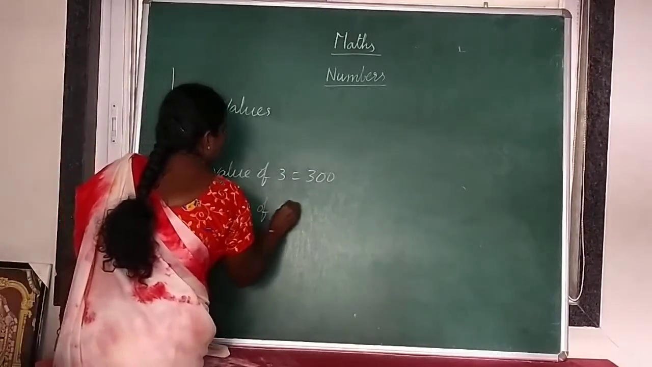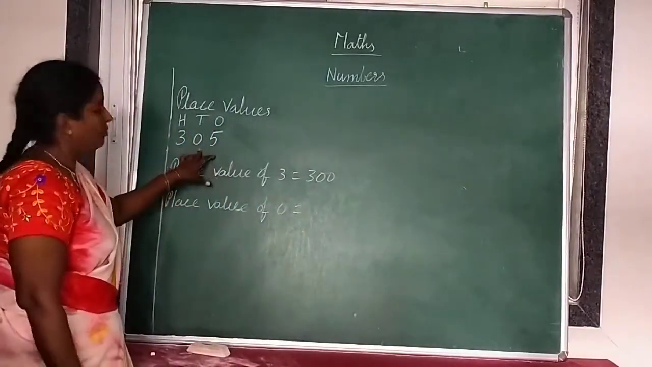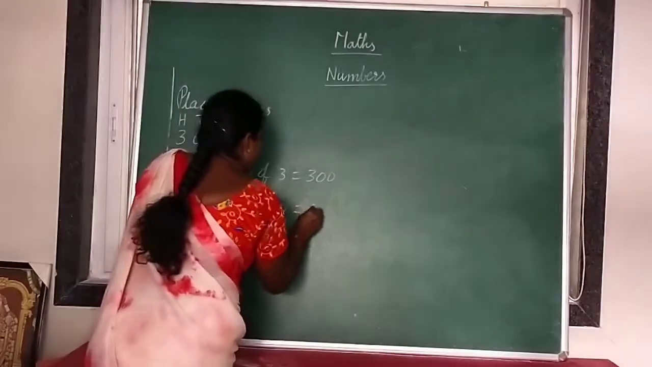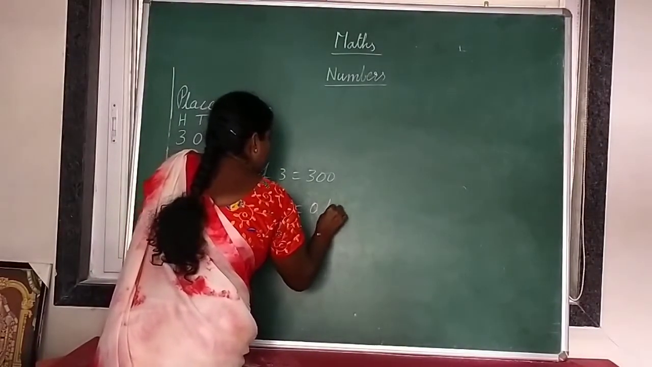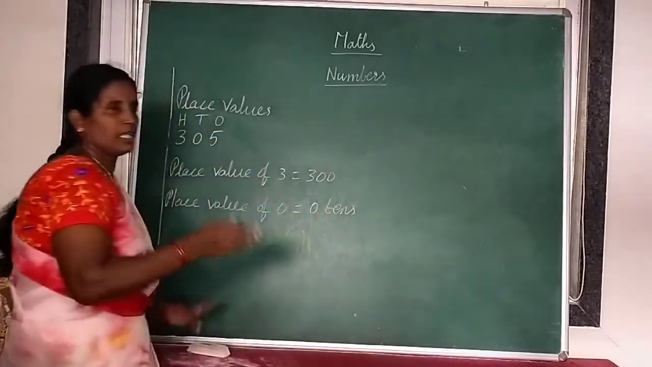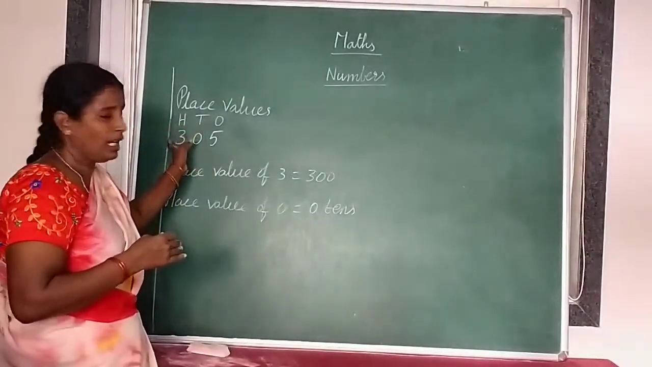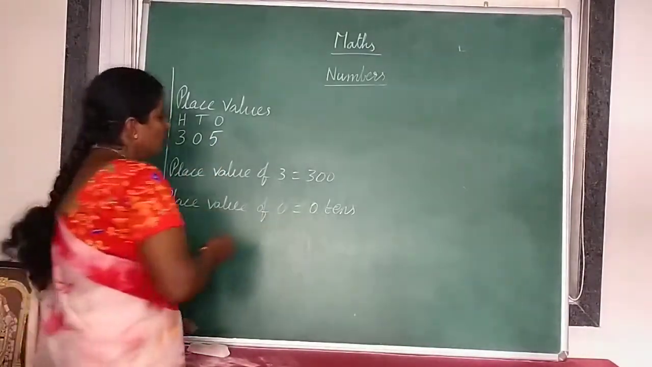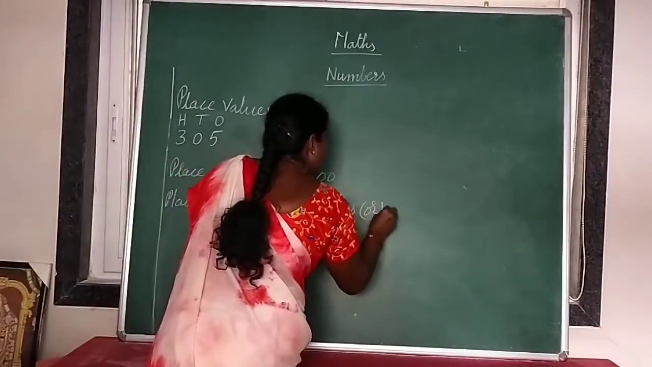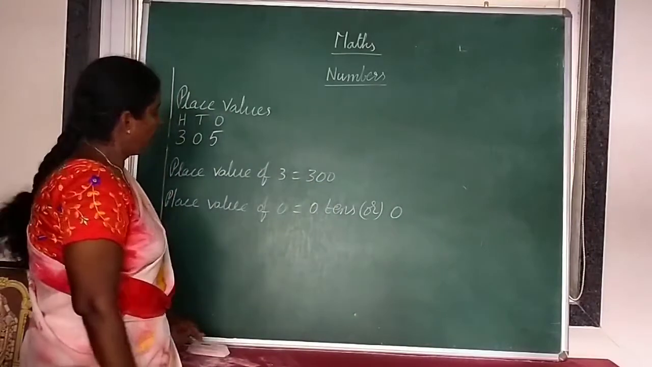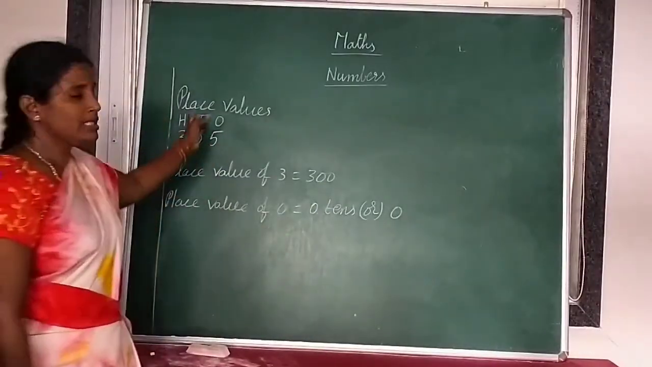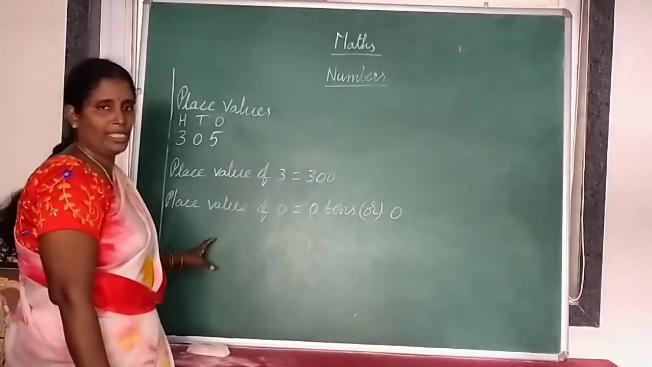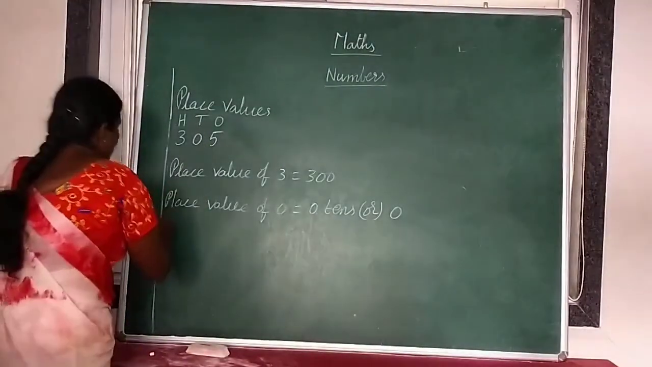Place value of 0. If it is in tens place, what is the place value of 0? It is 0 tens. So 0 tens or 0 hundreds, whether 0 is in tens place, hundreds place or ones place, place value of 0 is always 0. Understood? Wherever it is, place value of 0 is always 0. Remember. And next, place value of 5.